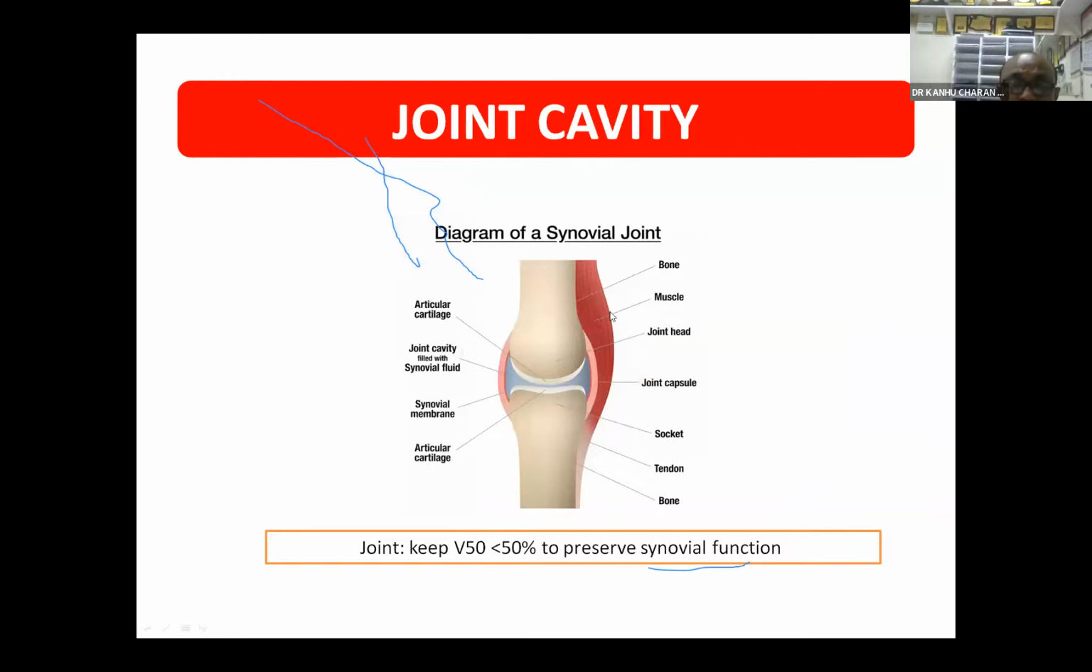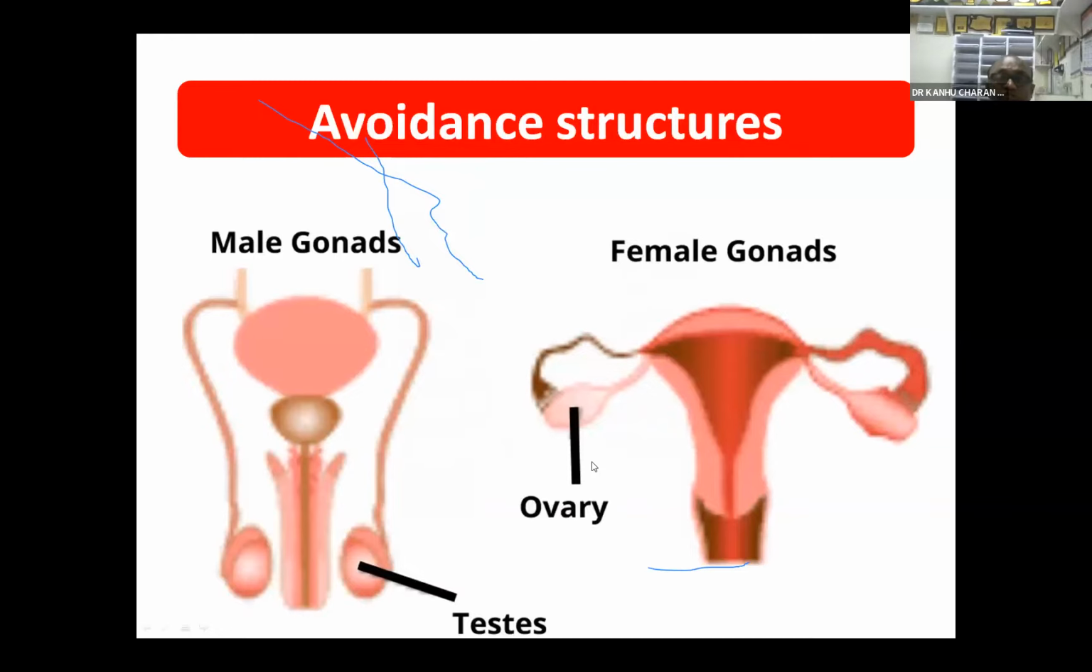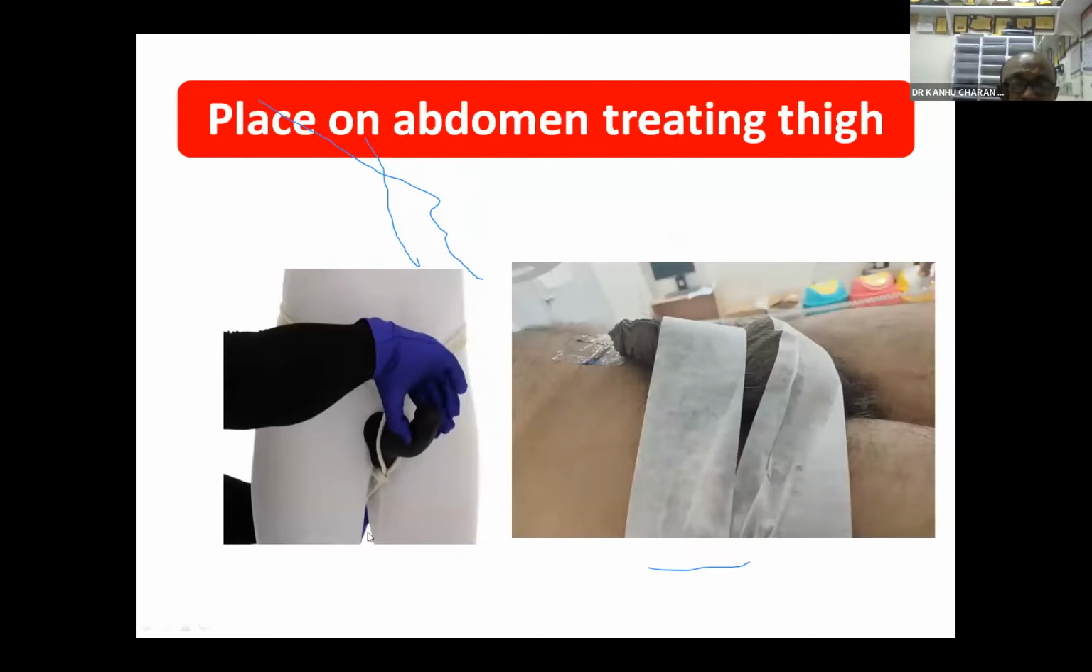Joint cavity, again, is a very important thing. You have to avoid the nearby joint. You have to contour and keep the V50 less than 50% to preserve the synovial function. Avoidance structures, again: male gonads and female gonads are very important. So this is what we do.